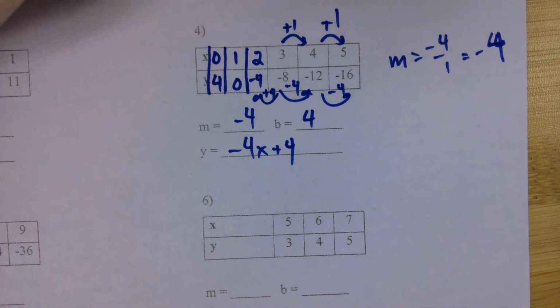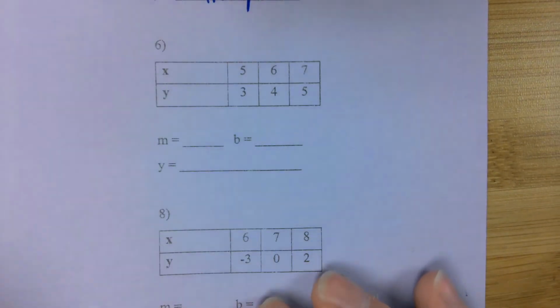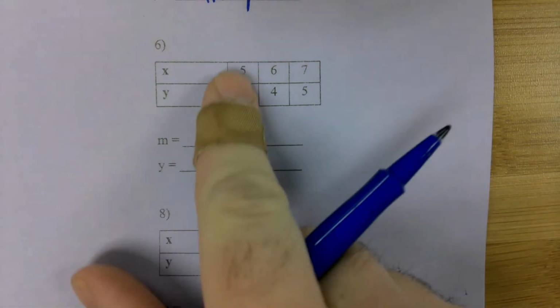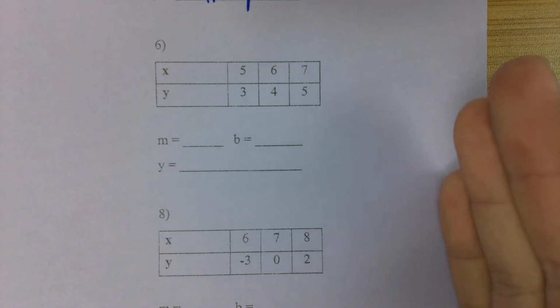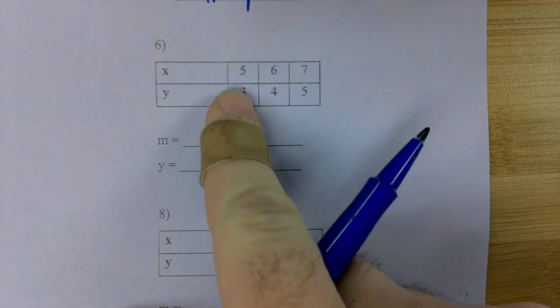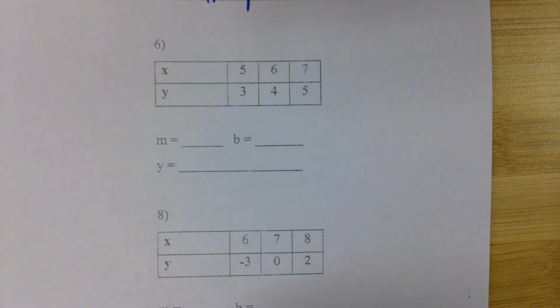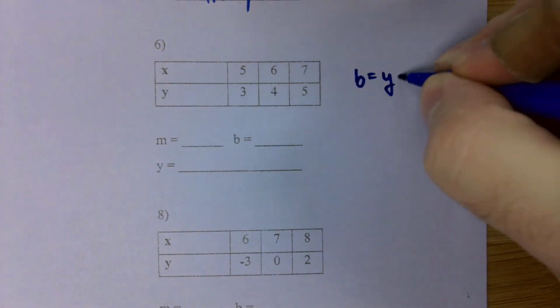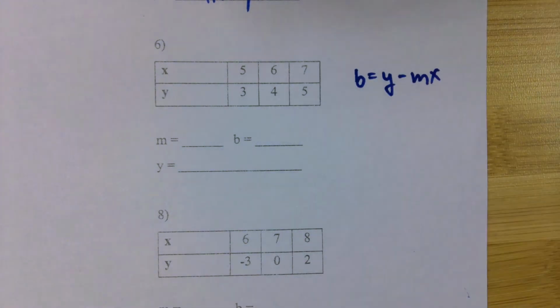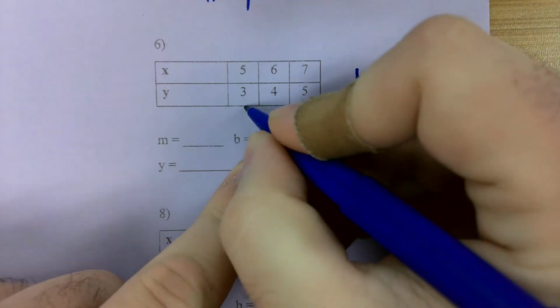Questions on 4? Perfect. Down to number 6. Now here we got 5, 6, 7, right? So if we want to expand this out to the left, we're going to need a whole lot of spaces to go if we want to get there. So for this one, I'm not going to do that. I'm going to use b equals y minus m times x. I'm going to use that formula once we get to finding b.